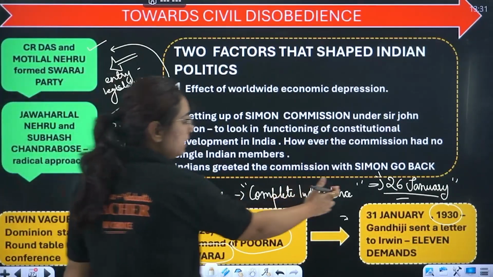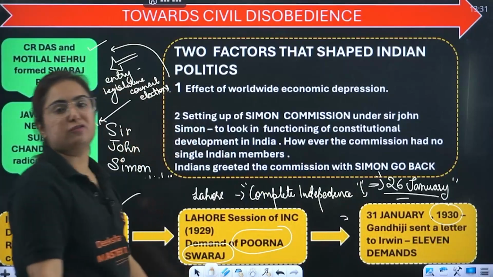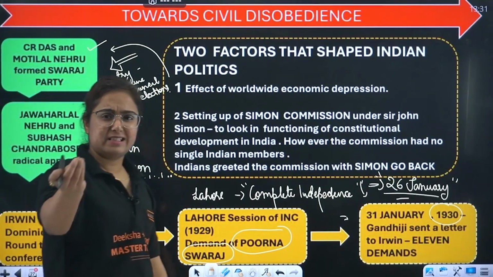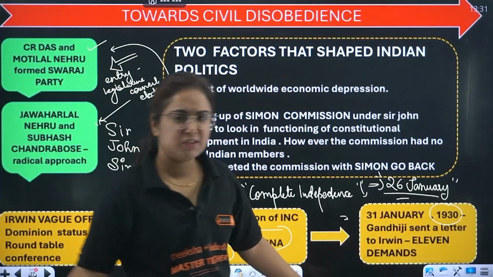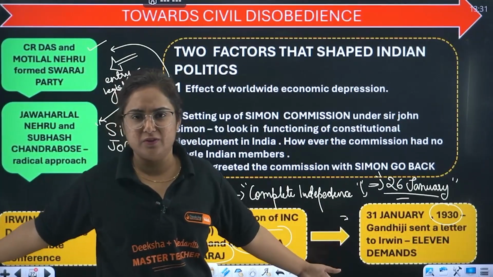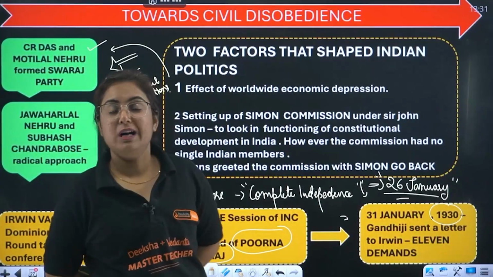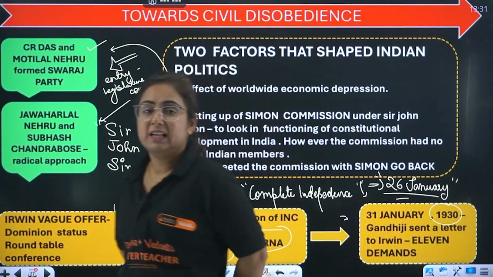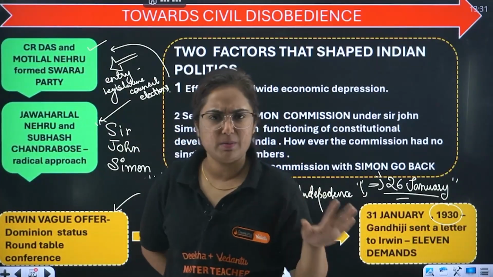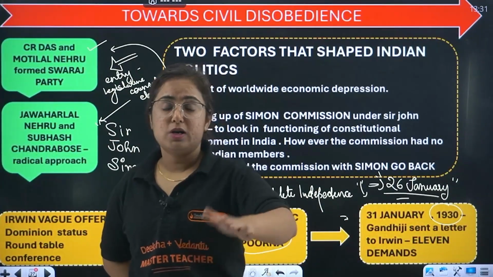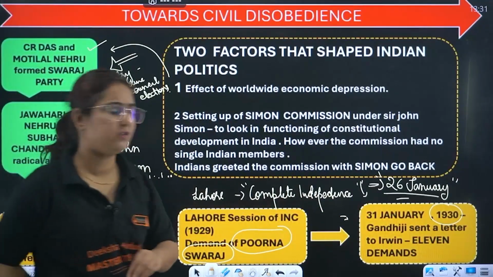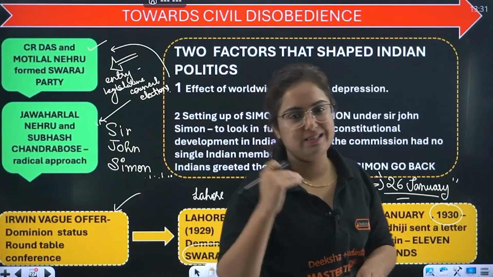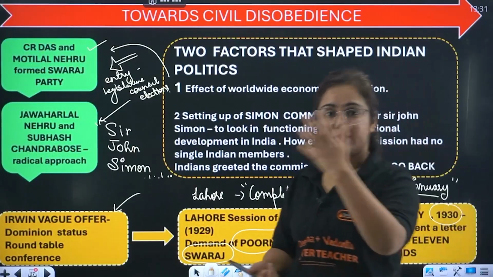Again, after this Independence Day, on 31st of January 1930, Gandhiji sent a letter to Irwin, as a response to his vague offer. He said, "Bhai, see, these are my 11 demands. You are trying to barter with us. Then listen, these are our 11 demands. If you accept these demands, then we are okay not to start a movement.